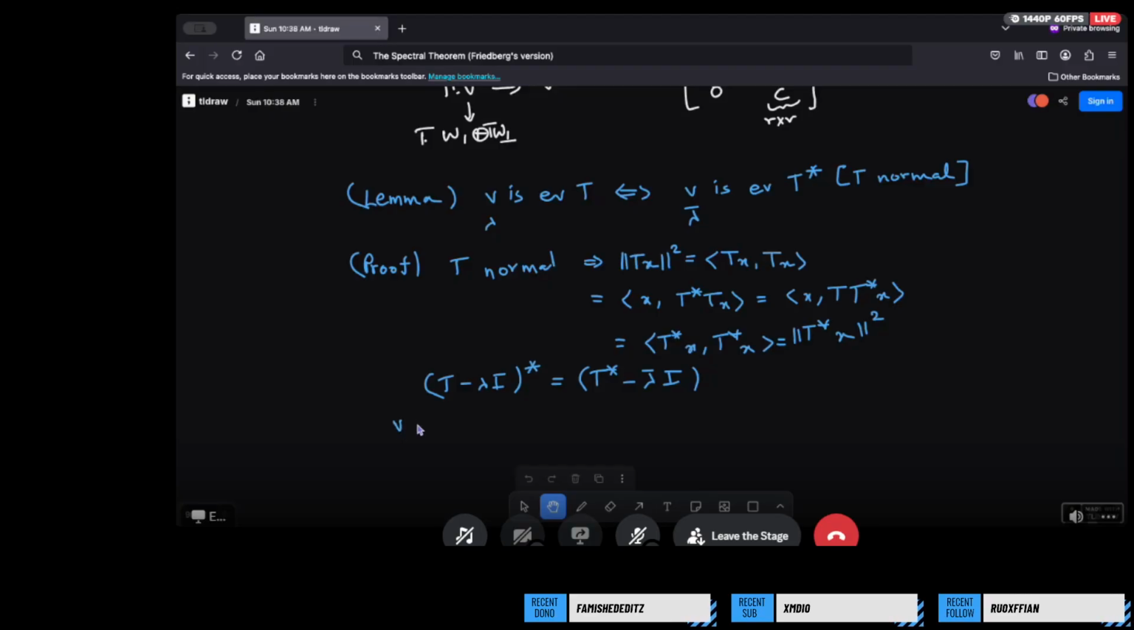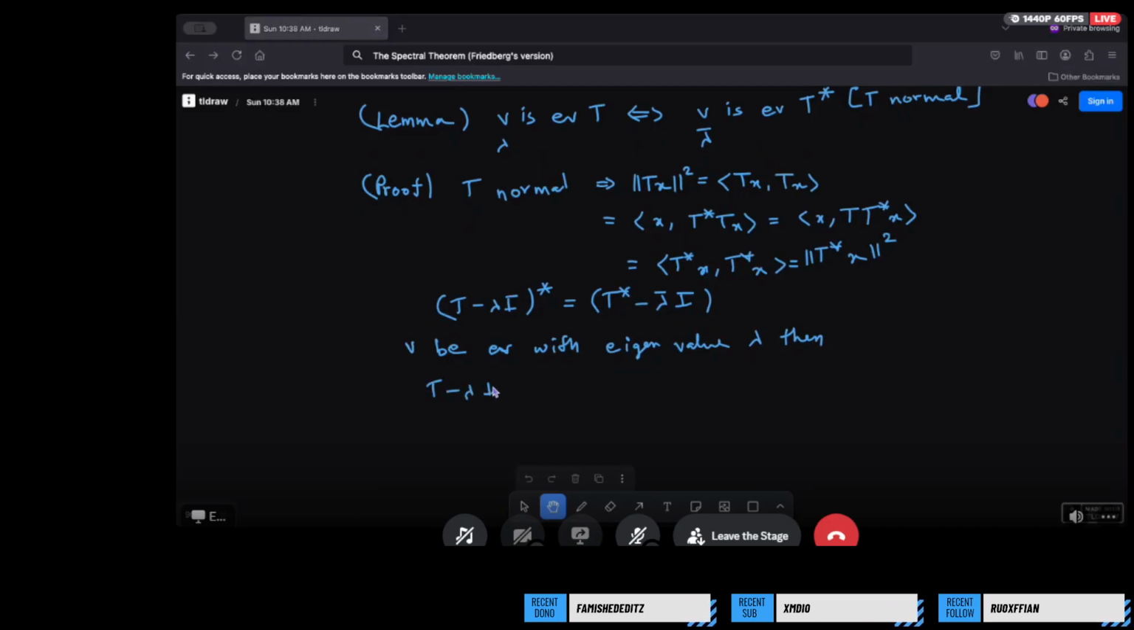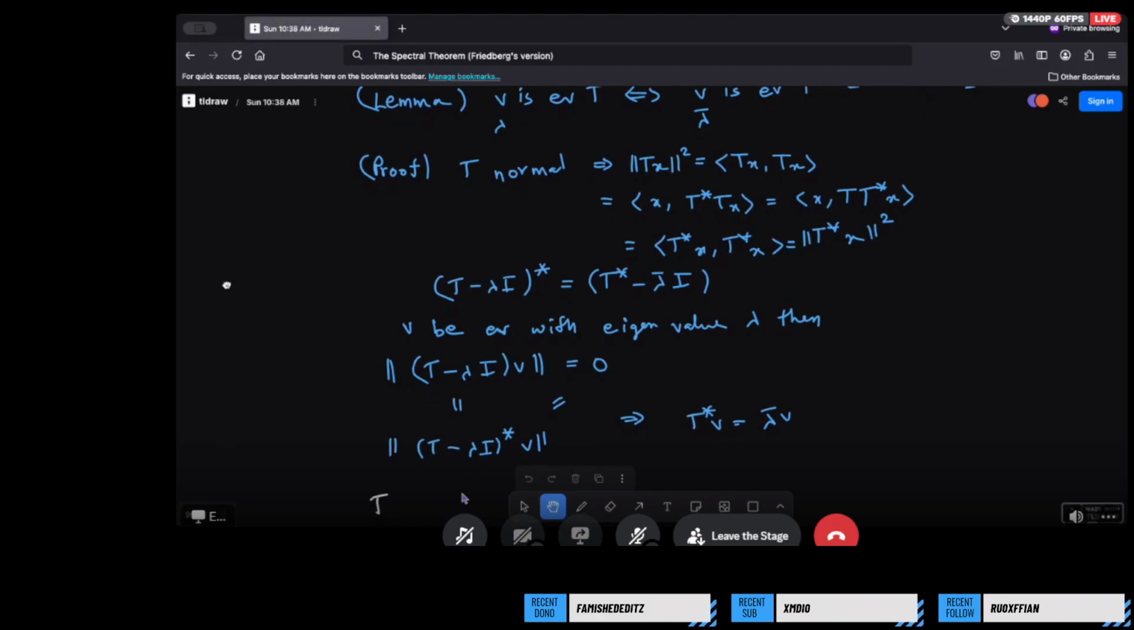So now let V be an eigenvector with eigenvalue lambda. Then the norm of T minus lambda I applied to V is equal to 0. But remember, this is equal to the norm of T minus lambda I star applied to V, from what we just showed. So this is also equal to 0. This implies T star V is equal to lambda bar V. So now we can go back to the proof of the spectral theorem, knowing that if V is an eigenvector of T, then V is also an eigenvector of T star.